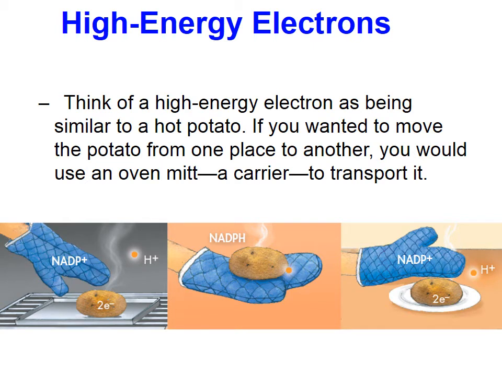So when you think of a high energy electron, the analogy you can use is the hot potato. And if you want to move this hot potato from one place to another, you don't just put it on your hand, you have to put it on an oven mitt. And the oven mitt could be the carrier to transport our NADP+. So the hot potato has 2 electrons on it. The NADP+ is our mitten, and it carries those electrons, in the form of hydrogen, see the H+ there? And becomes NADPH because the hydrogen's added to it. And then when you put it on the plate, those electrons are transferred again along with the hydrogen plus onto the plate.